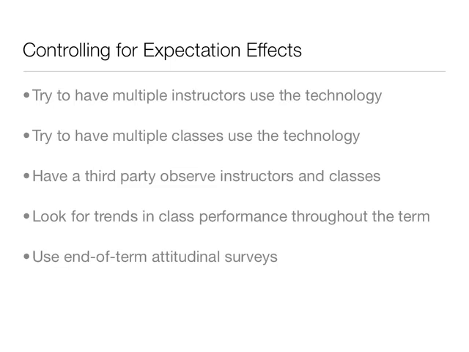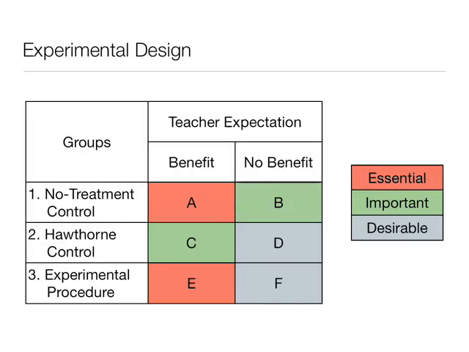And finally, use end-of-term attitudinal surveys to get a little bit more insight in terms of how your students regard the technology that you've just introduced in the form of the game in the classroom. A full-fledged experimental design to control for expectation effects requires a total of 6 different groups. And to be realistic, most people won't have access to the resources needed to manage an experiment of this size. But in general, it is possible to control for subsets of expectation effects with smaller sets of groups.